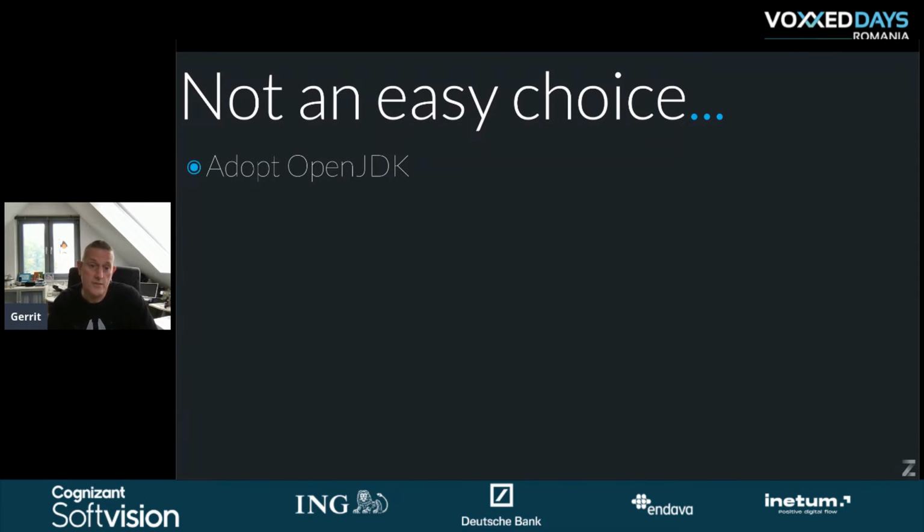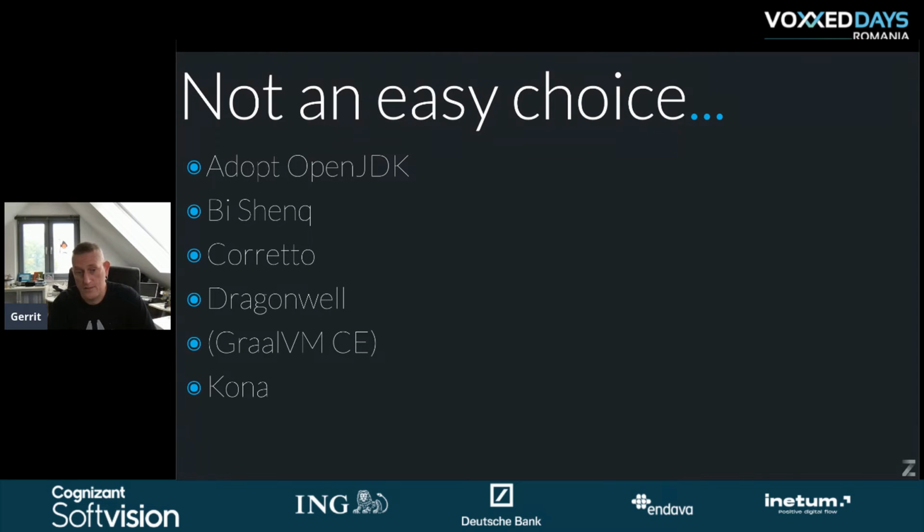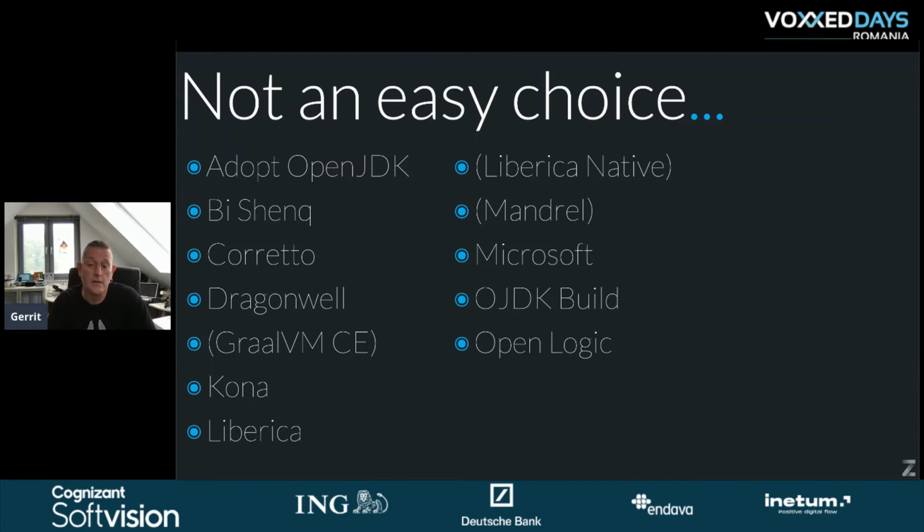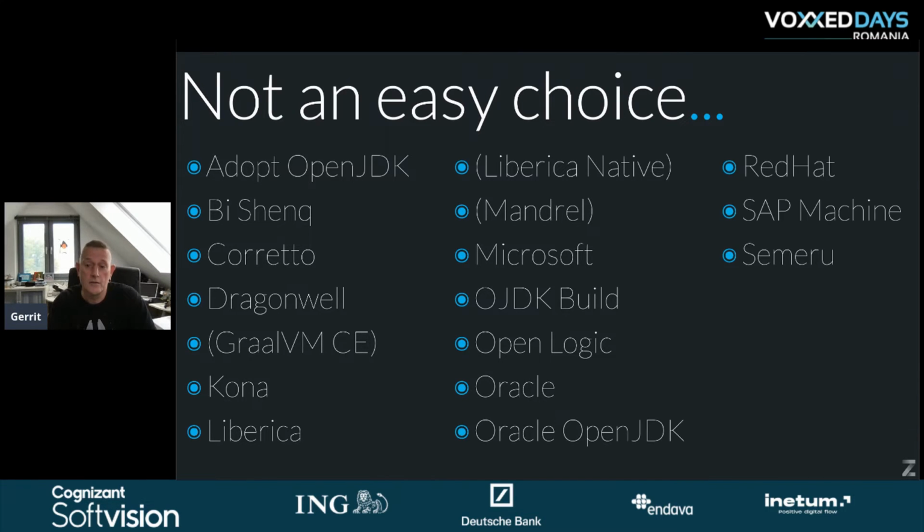So let me give you just a short overview of distributions that are available right now, which are a lot, as you can see. I also put in GraalVM things like GraalVM itself, Liberica Native, Mandrel. And you see there are a lot of different OpenJDK distributions available. This is the list that the Disco API is able to serve at the moment, right? But you can imagine it's not an easy choice.